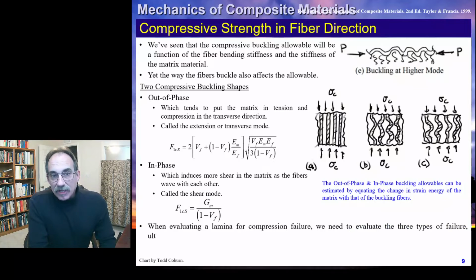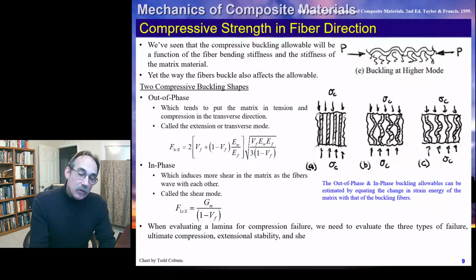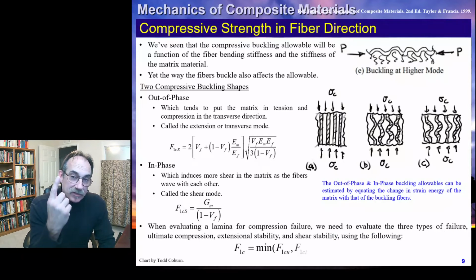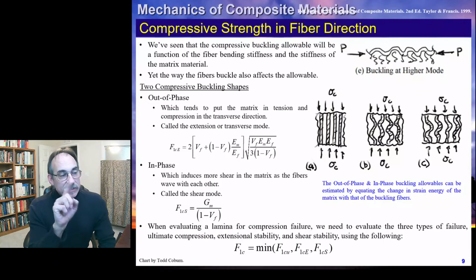So when we evaluate our composite lamina, we have to worry about that first compressive strength equation. We also have to worry about these two potential stability equations, and so we should take F1C as the minimum of these three values. We saw the compressive ultimate allowable on the prior slide, and now we see the two types of stability mode that are most prevalent. If we take the lowest one, we'll call that the F1C.